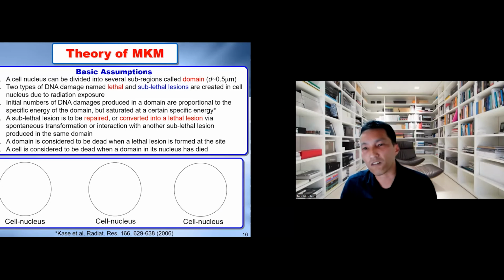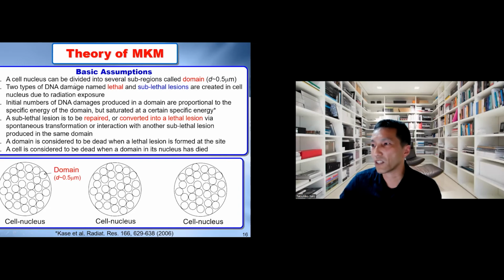At first, I will explain the theory of MKM. The basic assumptions of the model are as follows. First, the cell nucleus can be divided into several sub-regions called domains. Two types of DNA damage, named lethal and sublethal damage regions, are created in the cell nucleus due to radiation exposure. The initial number of DNA damages produced in the domain is proportional to the specific energy of the domain, but saturated at a certain specific energy.